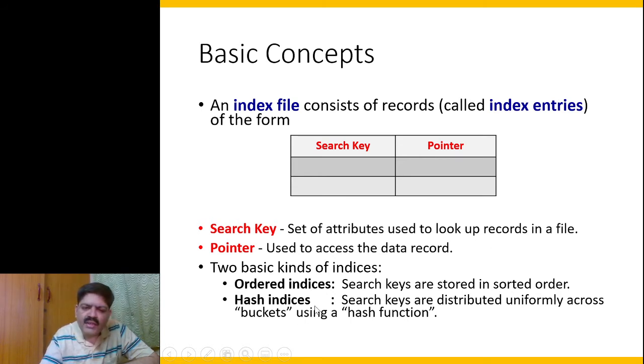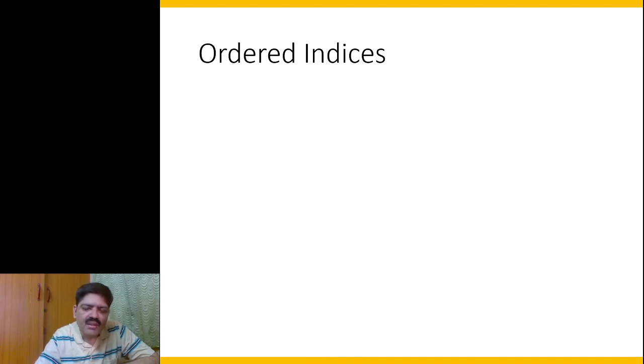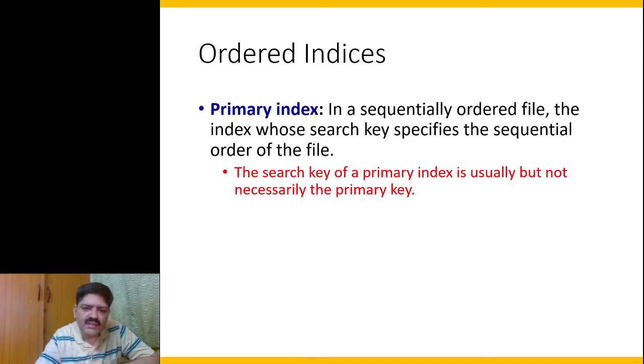There are two different kinds of indices: ordered indices and hash indices. You must already have got some idea what this might mean based on my file organization discussion in the last lecture, right? So ordered indices allow us to search keys that are stored in sorted order. In hashed indices, the search keys are distributed uniformly across buckets using some hash function. So let's take a look at the ordered indices.